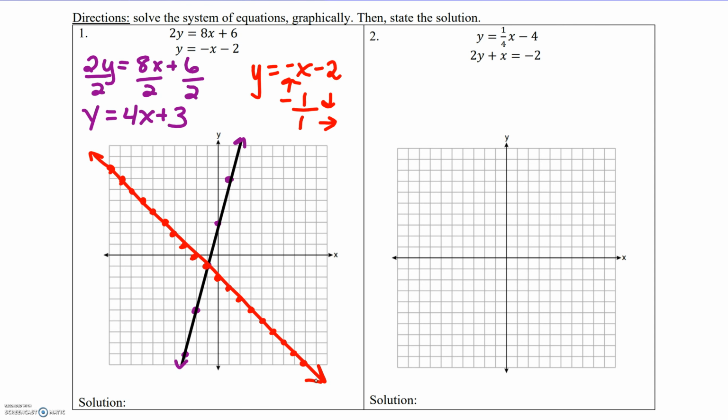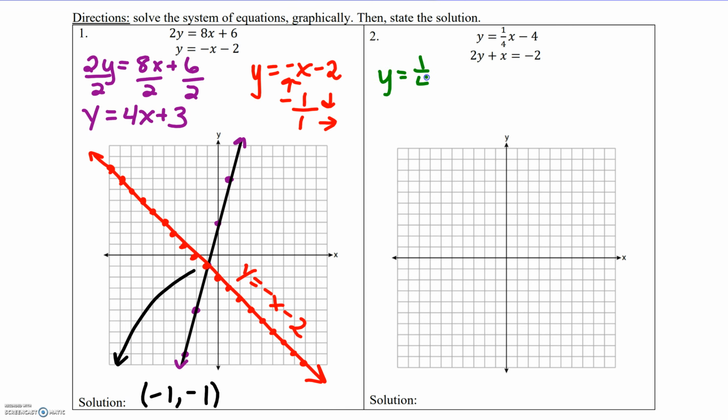Because we have more than one equation, more than one line on the graph, we have to label one of those lines with the original equation. And then from here it says state the solution. The solution is the point of intersection right here at -1, -1. Now we're going to do the second one.